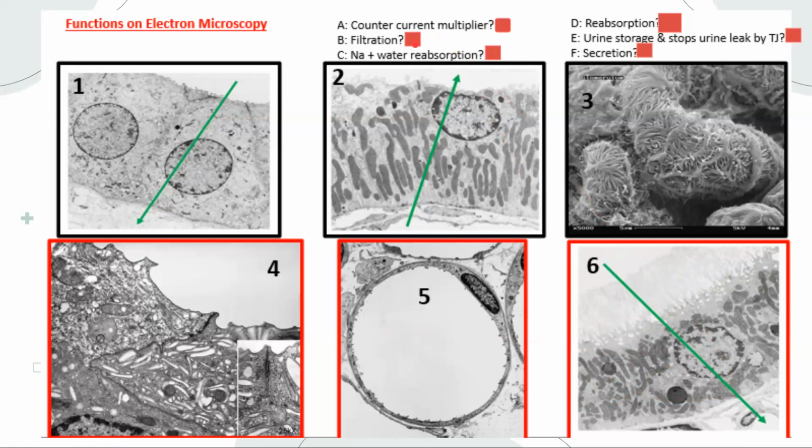Now let's talk about these questions at the top. These two have a very, very high probability of coming up in your OSPE. So, counter current multiplier. Out of all these 6 cells, which ones are going to be related to the counter current multiplier system? Number 5. Let's see if you're right. Okay, you're right. Awesome. Let's move on to the next one.